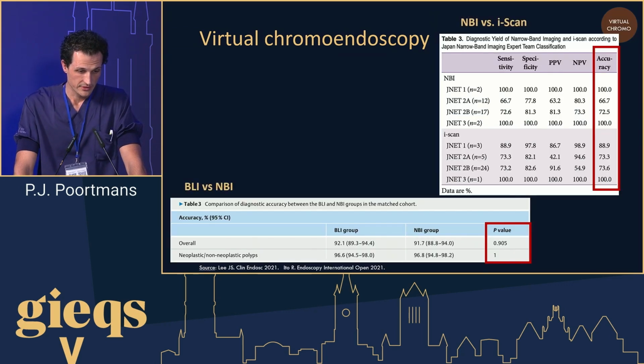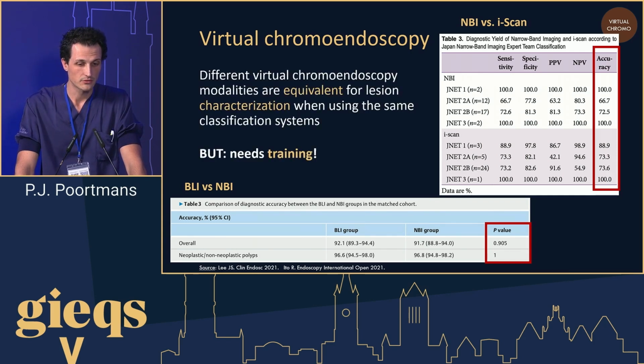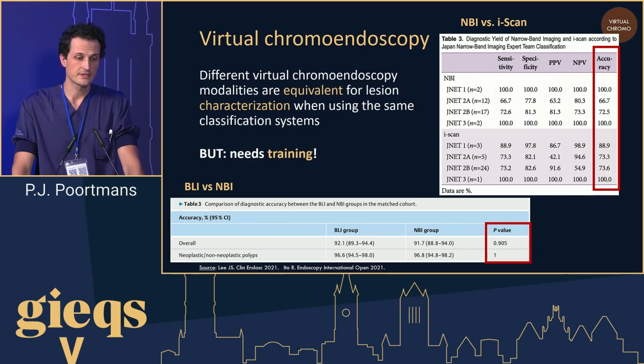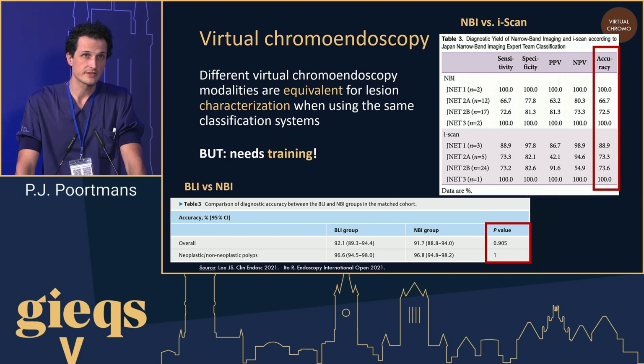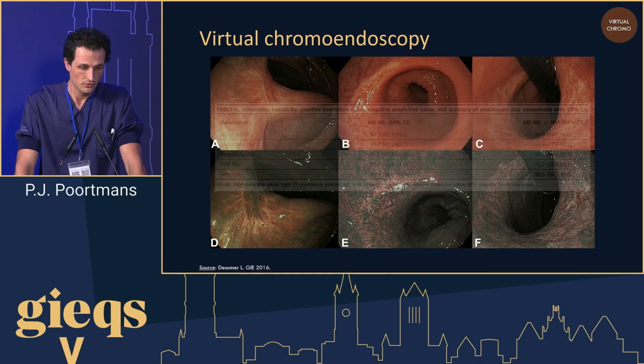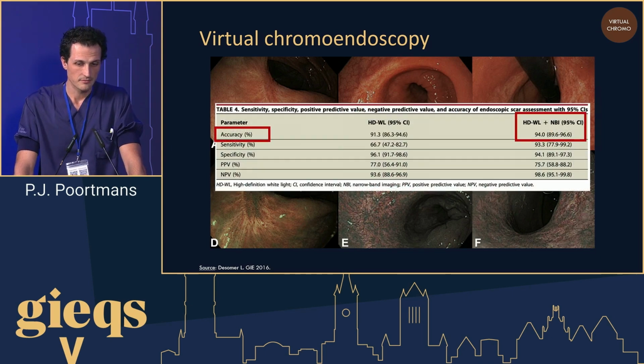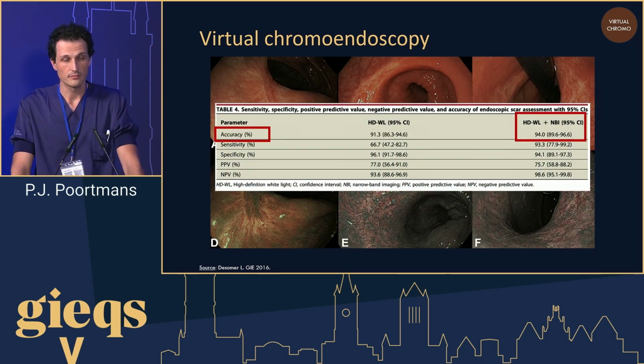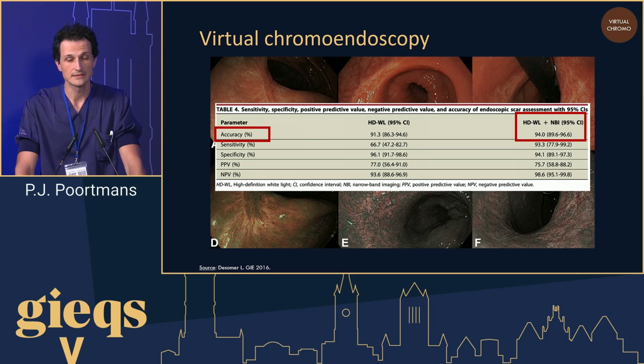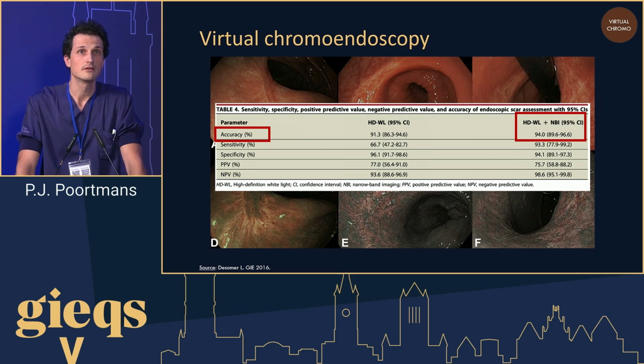Is there a difference in using NBI or iScan or BLI? Actually, there isn't. They are all equivalent for lesion characterization when you use the same classification systems, but you need training. So also for scar assessment, it's quite accurate if you combine white light and NBI, as shown in a study from Lopke, a very nice study.